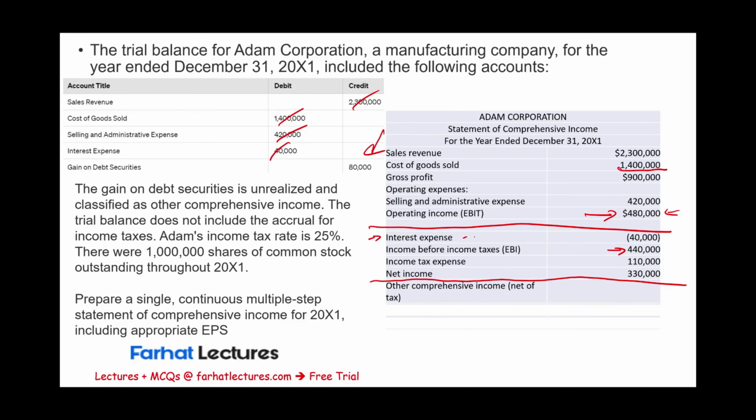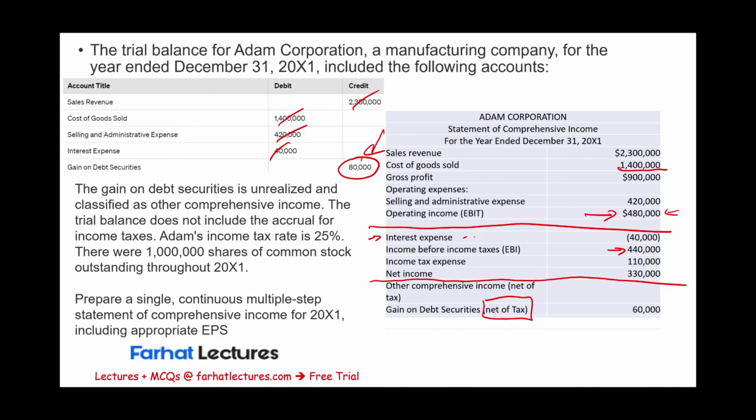So let's take a look at comprehensive income net of tax. We have gain on debt securities. Now the gain on debt securities is 80,000. How do we report other comprehensive income items? Every time you have an other comprehensive income item, it has to be reported net of tax.